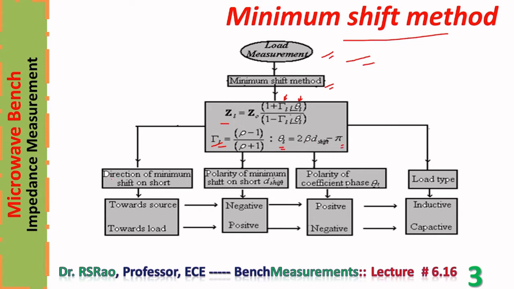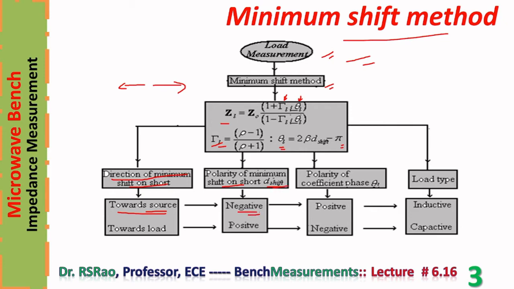Now, direction of minimum shift on short. The particular minimum, or the shift of the pattern, may be towards the source or towards the load. Two possibilities are there. When the pattern shifts towards the source, minima also shift towards the source. How much is the shift? This shift can be measured by measuring the shift of one minimum. If the direction of minimum shift on short is towards the source, then for the polarity of D shift, you must give a negative sign to it.